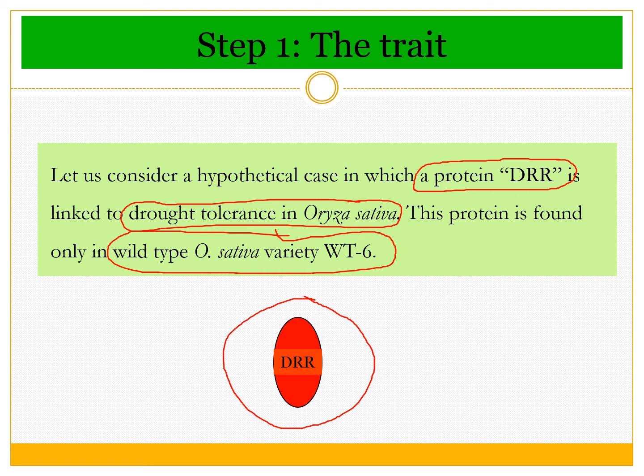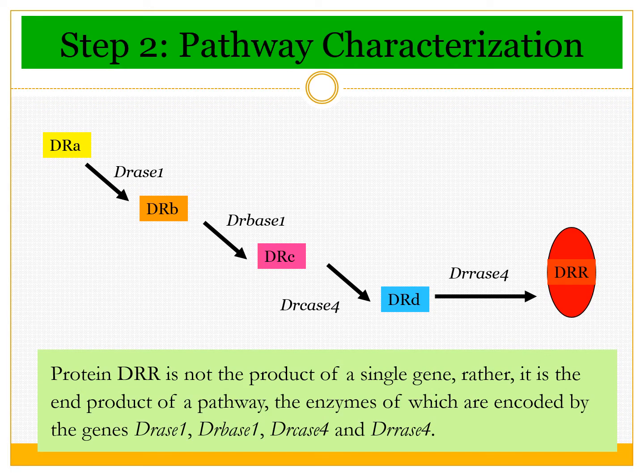Now, as a breeder, you want to transfer the genes encoding this particular protein into an elite variety of Oryza sativa which does not have the characteristic of drought tolerance. Let us see how we proceed. So the first step will involve characterization of the pathway. So this is the end product of that pathway in the wild variety.